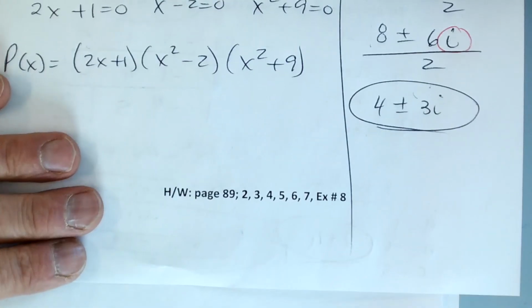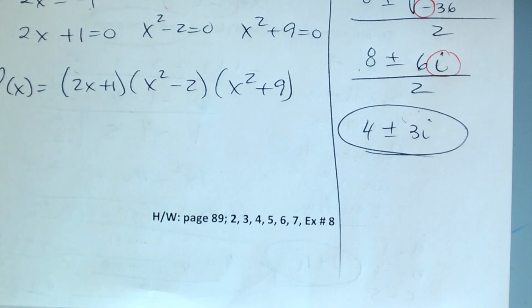Okay, so the assignment is really 2 through 7, with number 8 as the extra.